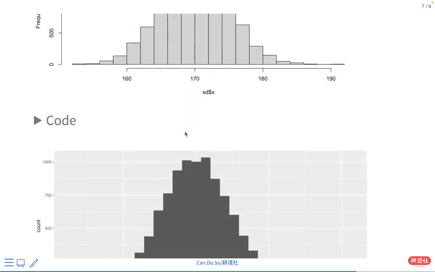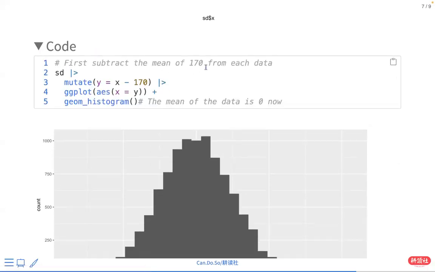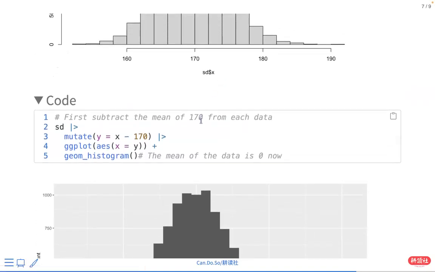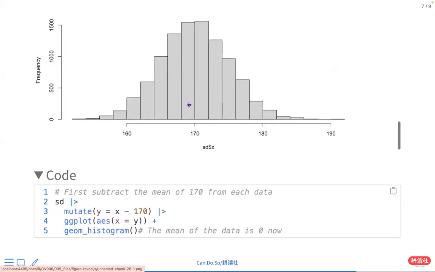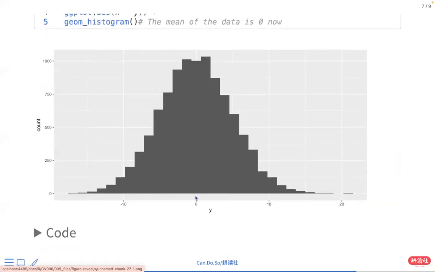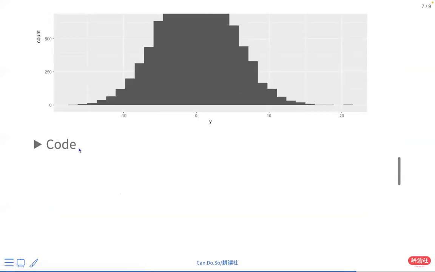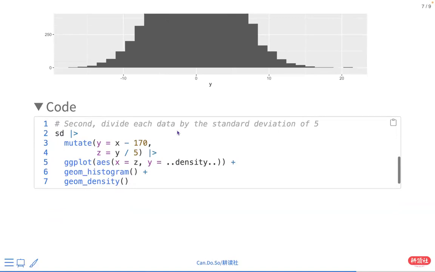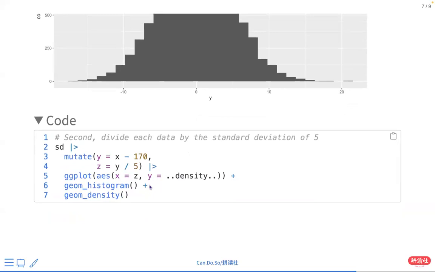And the first step, we subtract 170 from each value. Then we get the center at 0. And the second part, we divide the new value by 5. Then the standard deviation will become 1.